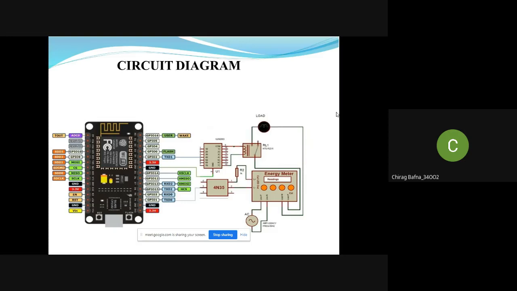An LED and a pull-up resistor are connected at pin number 5, and the same terminal should go to the NodeMCU.